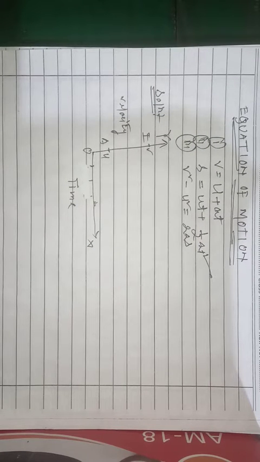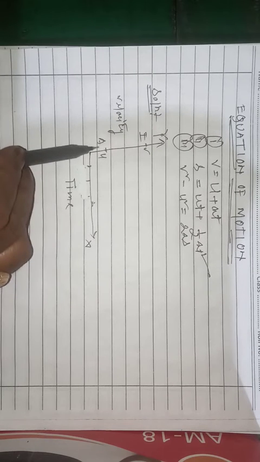Today we are going to prove kinematics 3 important formula. First formula: v = u + at. Second formula: s = ut + half at square. Third formula: v square minus u square is equal to 2as. Here v is representing final velocity, u is representing initial velocity, a is acceleration, t is time, s is equal to distance.